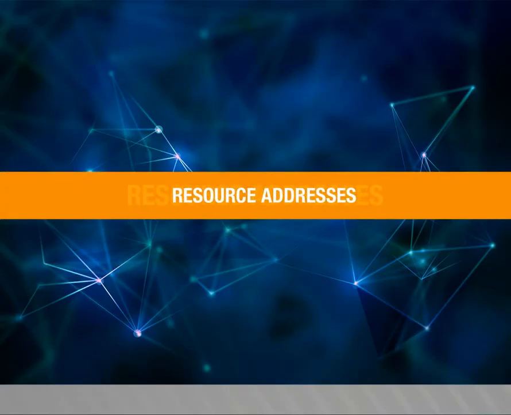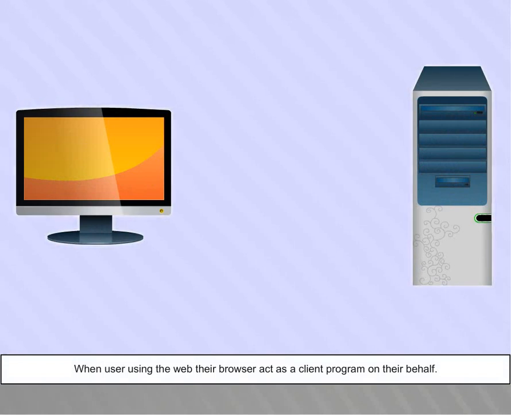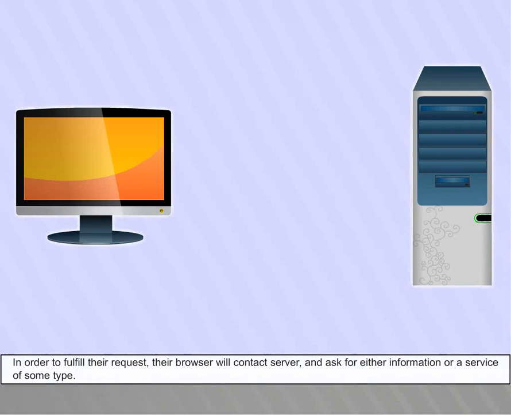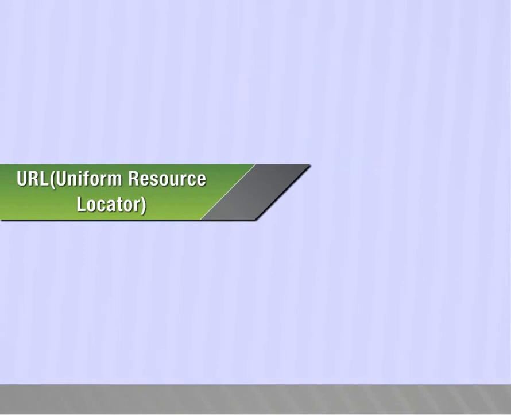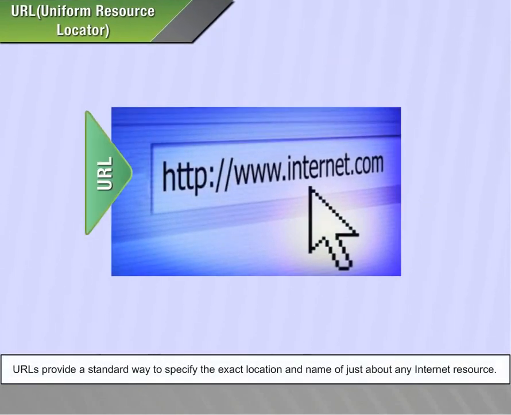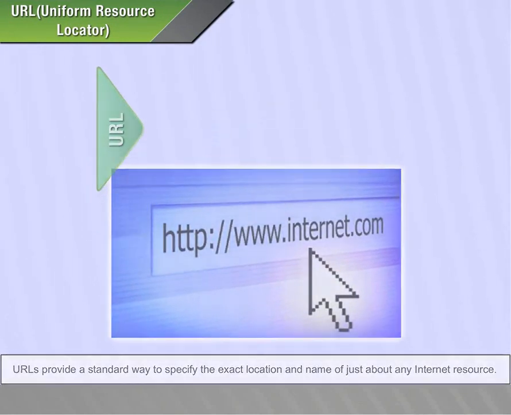Resource addresses. In this video, we are going to learn about resource addresses. When users are using the web, their browser acts as a client program on their behalf. In order to fulfill their request, their browser will contact a server and ask for either information or a service of some type. URL, that is Uniform Resource Locator. URLs provide a standard way to specify the exact location and name of just about any internet resource.